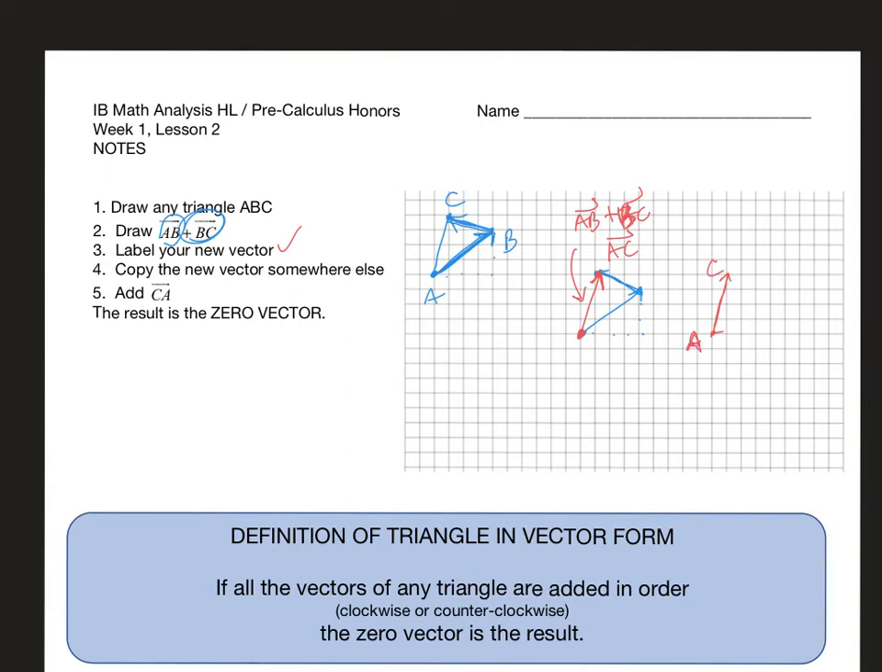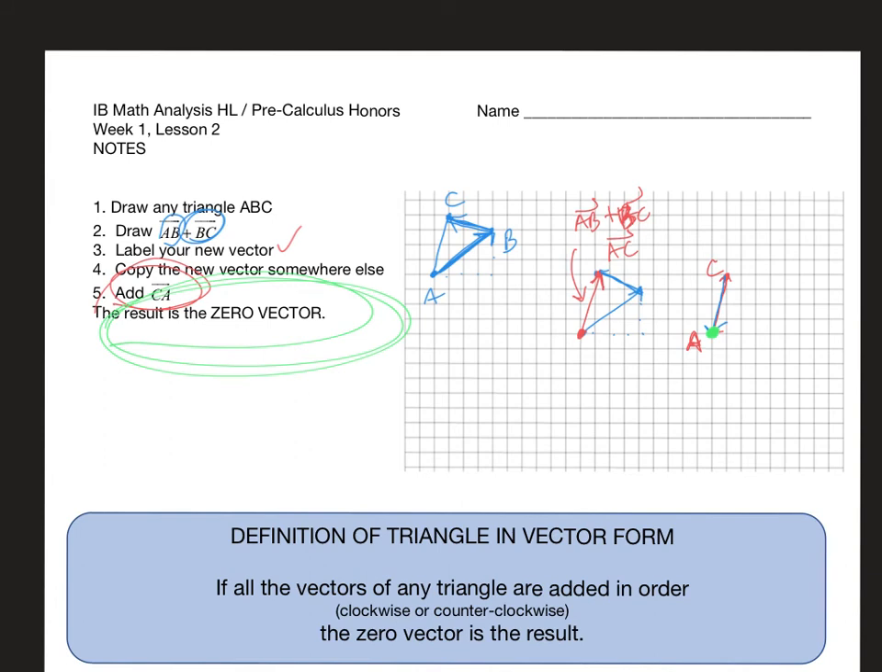And then it's saying add to that CA. Okay, now keep in mind, when you're adding vectors, it goes from head to tail. So I'm going to put my tail here and I'm going to draw it the other direction. And I end up with literally, and I'm going to see if I can do it in a different color that'll show up, that green dot, okay, which is the 0 vector.